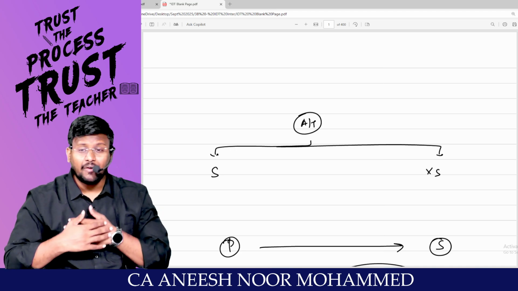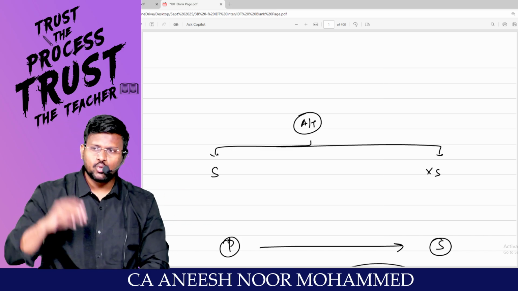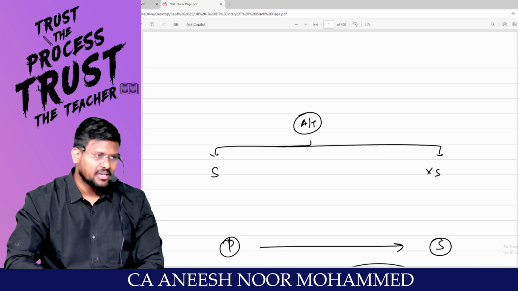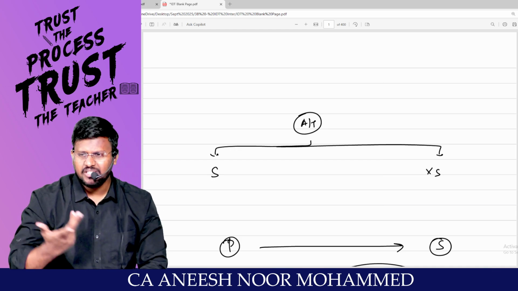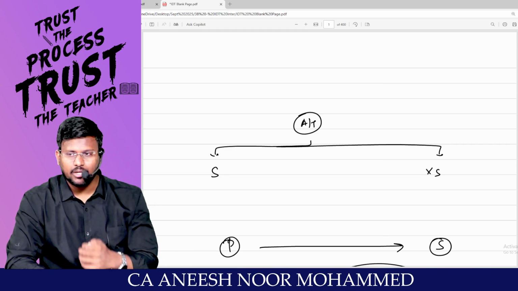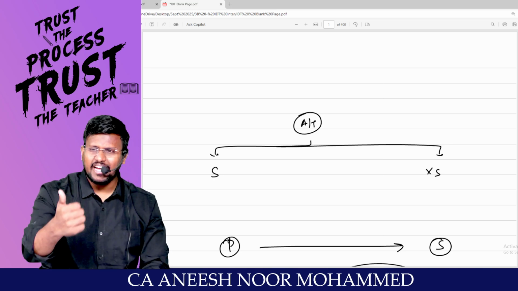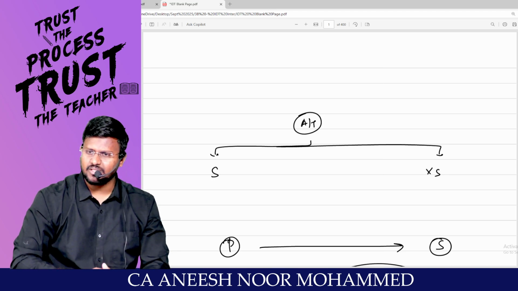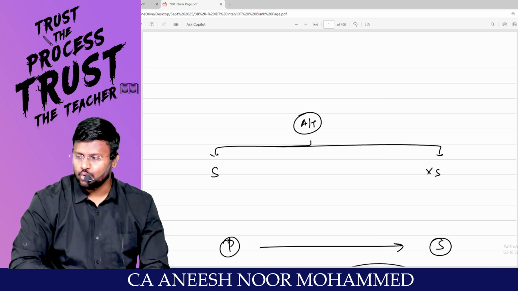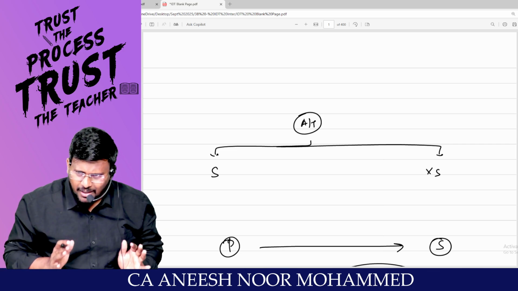Right, sir. If I want to take ITC, then I should be a registered person. Sections 22, 23, 24, 25, 26, 27, 28, 29, 30. What is 22? Person liable for registration. 23, person not liable for registration. 24, compulsory registration. 25, procedure for registration. 26, deemed registration. 27, special provisions for casual taxable person and non-resident taxable person. Then 28, amendment of registration. 29, 30.